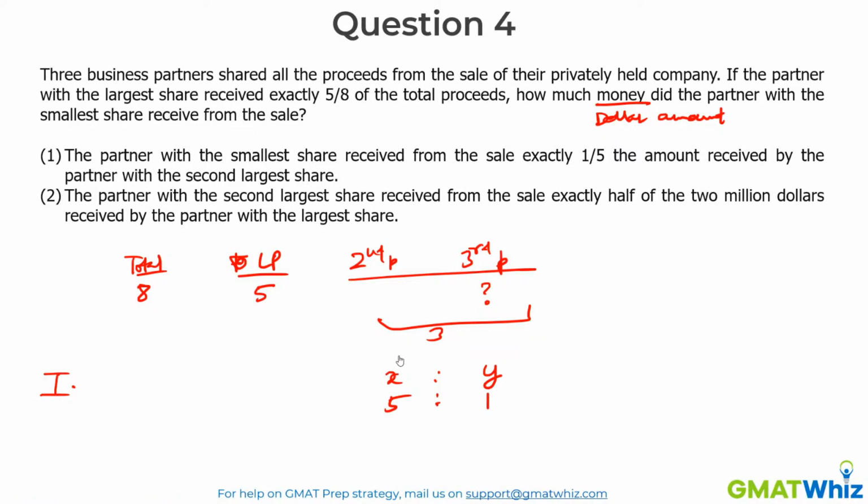So since I can't get the dollar amount, statement 1 won't be sufficient to answer the question. So I'll just rub away statement 1 from here. It doesn't give me the dollar amount, and that is good enough for me to eliminate the statement for now. Let's go to statement 2.